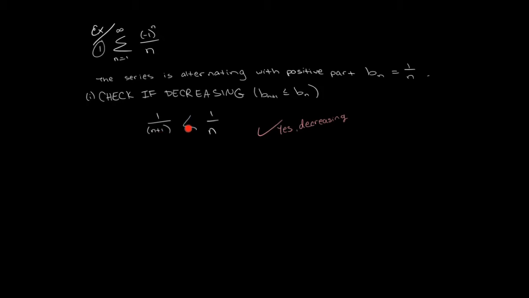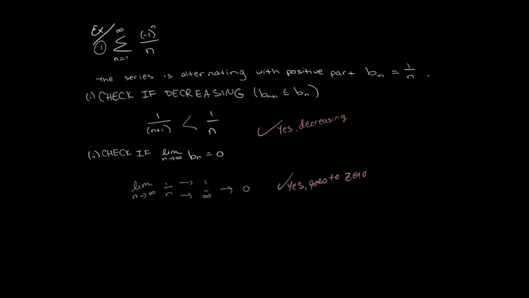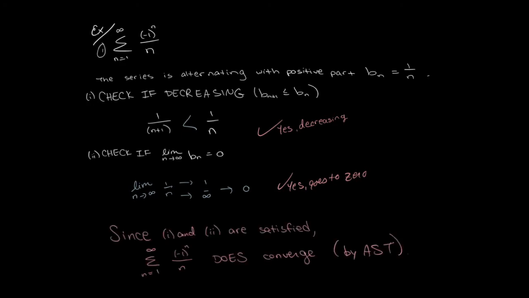b_{n+1} is smaller than b_n. As the indexing gets bigger, the b_n's get smaller. Now let's check if the limit of the magnitude of the positive part approaches zero. Of course, this is an easy one. 1 over infinity does indeed go to zero. And so yes, the second criteria for AST is also satisfied. There we go. So this does converge by AST.